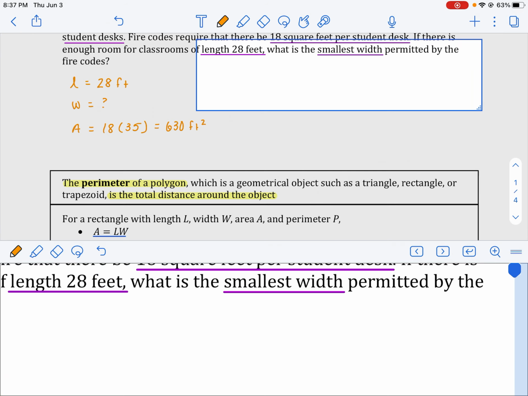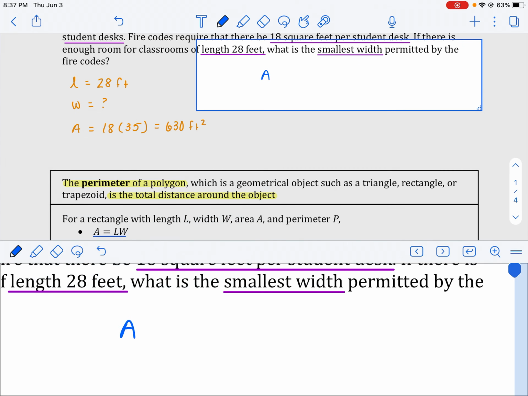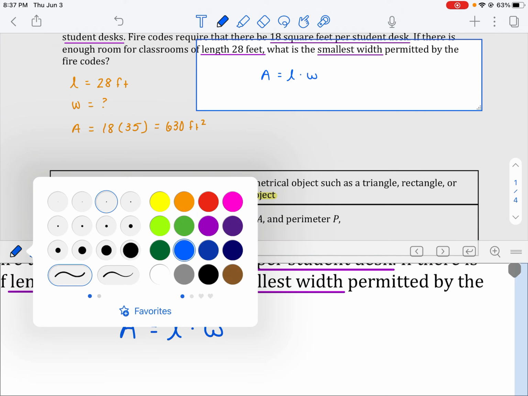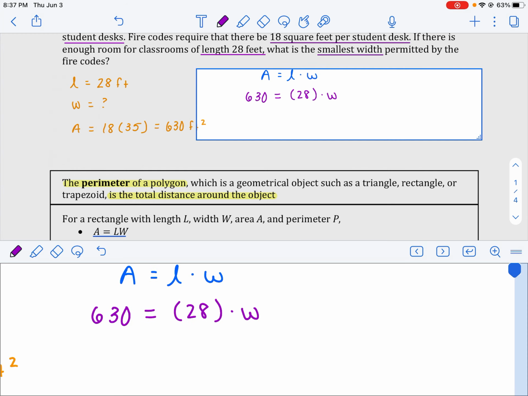So in our formula for area that's written above, area is equal to the length times the width. Let's fill in the information we know. We just said the area that's required is 630 feet squared. We know the length is 28 feet. We do not know W. That's what we're trying to find.